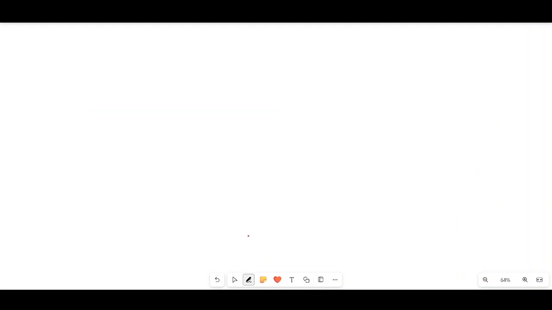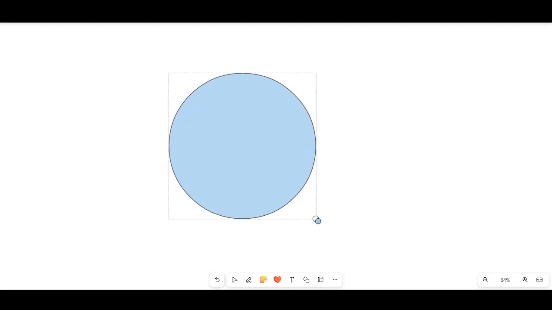If you draw a circle, what do you feel? Here the black boundary is known as the circumference, and this is the center. Clear? So, can you provide a definition of a circle? How can you provide a definition?